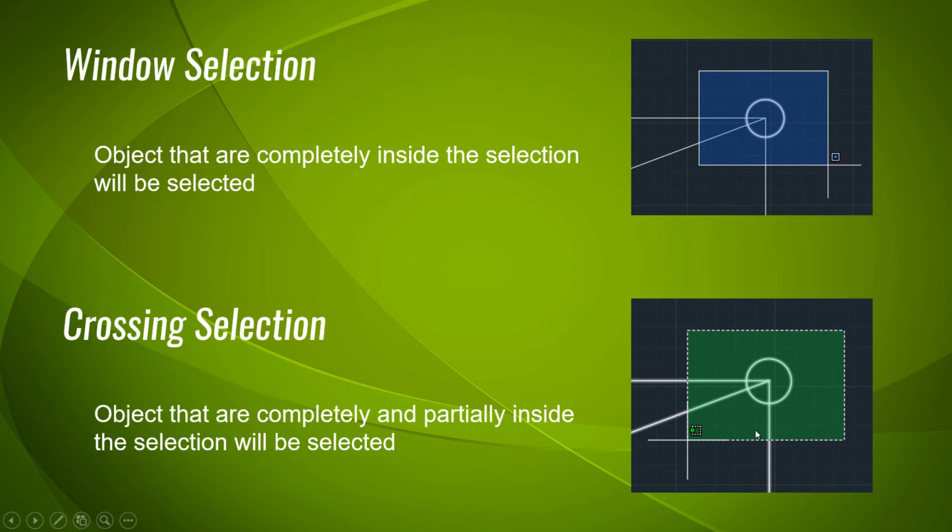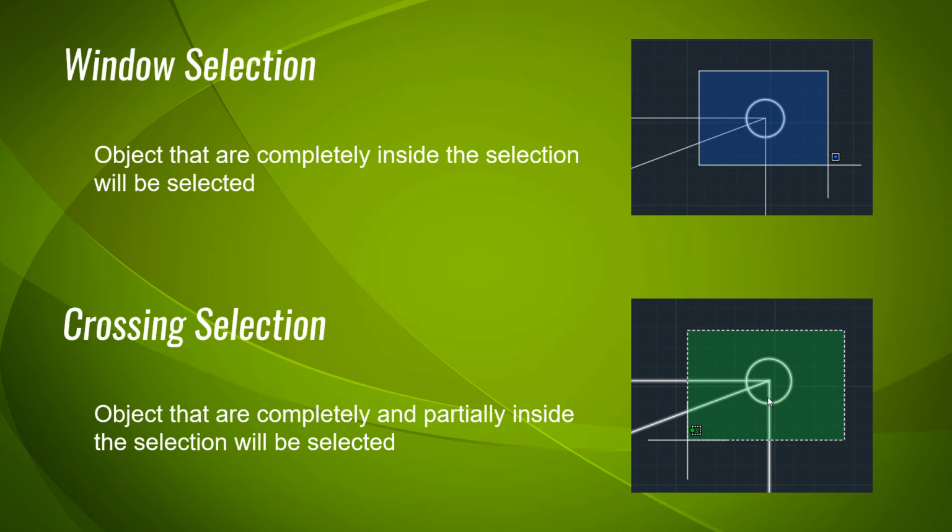Crossing selection: the objects that are completely or partially inside the selection will be selected. As you can see here, the circle is completely inside the selection, whereas the lines are partially inside the selection. But as it is the crossing selection, the objects which are completely inside and partially inside the selection will be selected. That is, both the circle and lines are selected here.